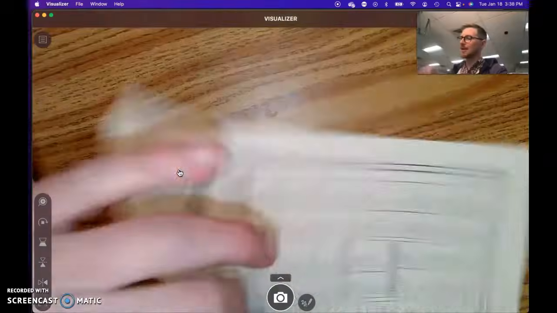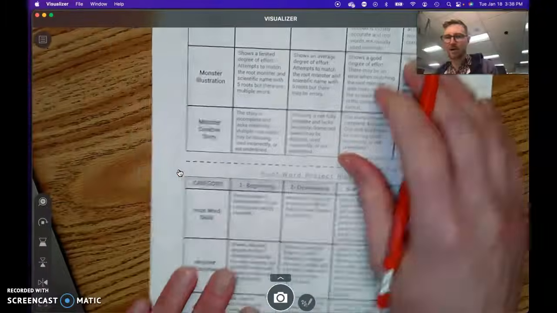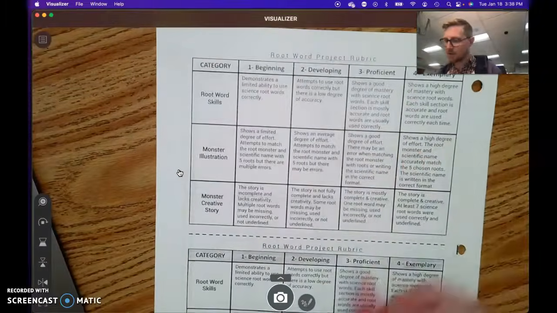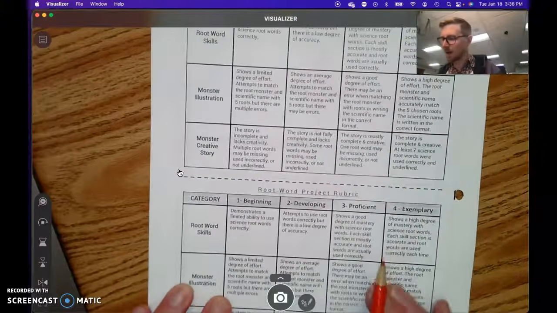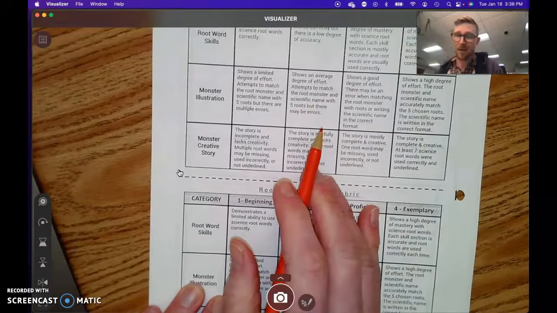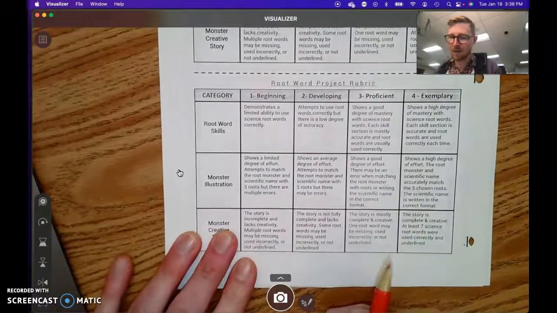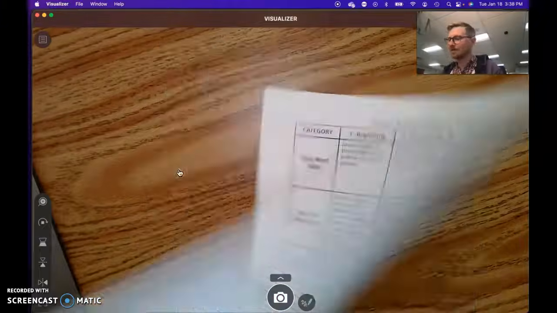That's pretty much it. On the back side is the rubric for how I'm going to grade it. There's 2 of them. I'm not sure why, but if you want to fill one out yourself to give me an idea of what you think you deserve, and then maybe I'll fill out the other one, that's okay. If not, I'll just fill out one of them.